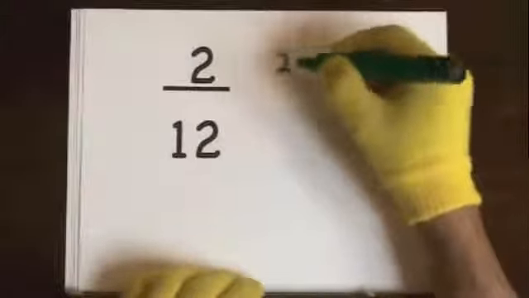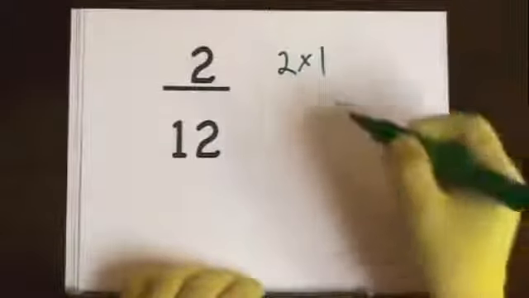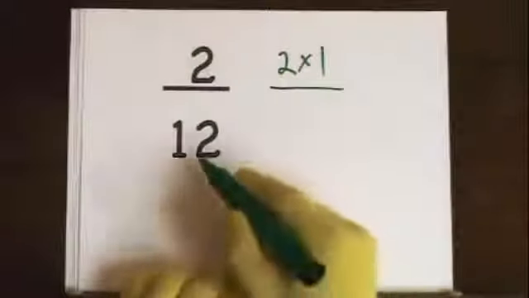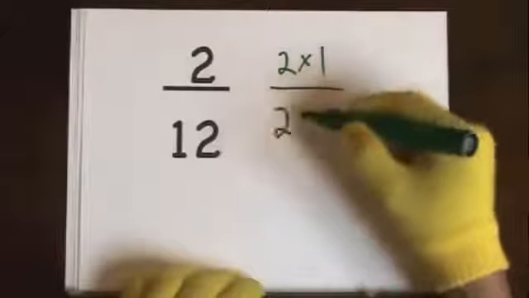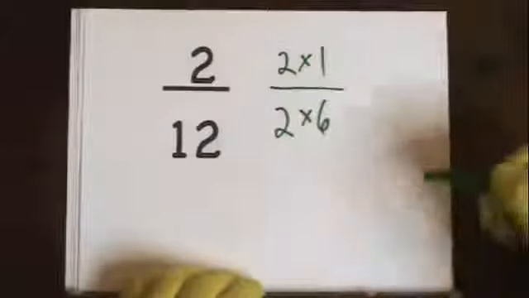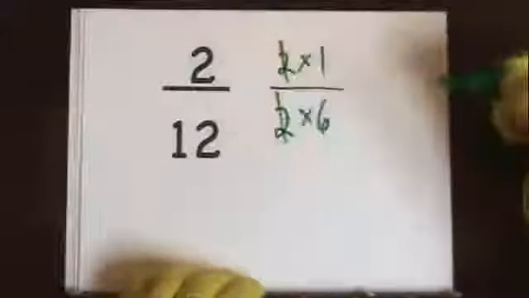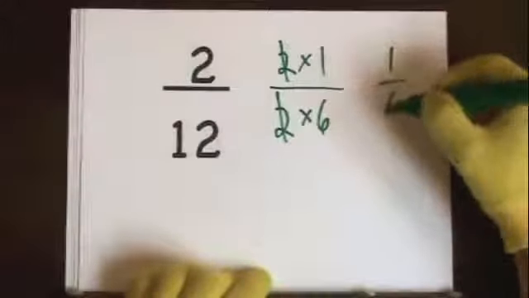Next up, 2/12. Now 2 can only be thought of as one thing, and that's 2 times 1. And then 12 you can think of as 2 times 6. Cross out the like factors and you're left with 1/6.